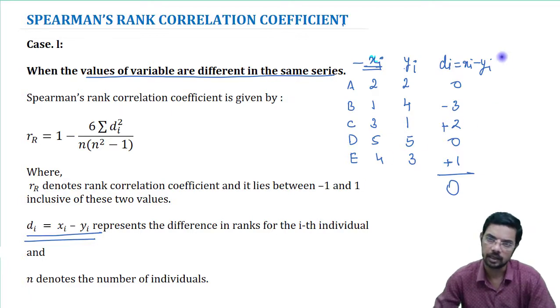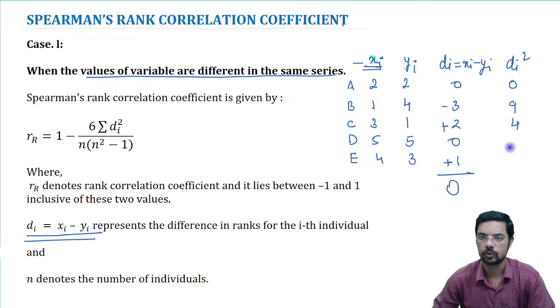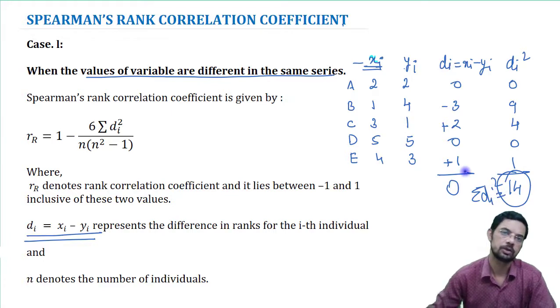Finally, the square of this di, that is di square, will be calculated here. This is 0, this is 3 squared, which is 9. Then 2 squared is 4, and we have 0 again here, and 1 squared is 1. We need to find the sum of the di squares. So 9 plus 1 is 10, plus 4 is 14. This is sigma di square, and this value is placed here.